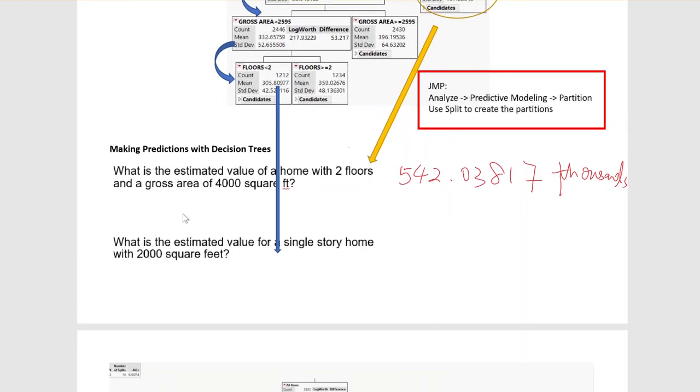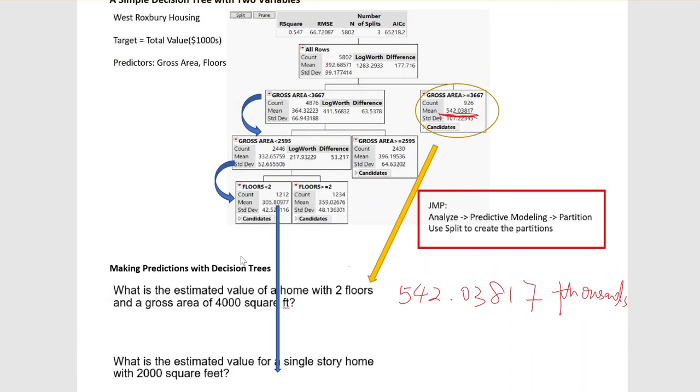Next question: what is the estimated value of a single-story home with 2,000 square feet? Now we start from the beginning again. This is the top, the root of the decision tree. Next you need to decide whether the home is less than that or larger than or equal to that. We have the home at 2,000 square feet, so it belongs to this group. Go to the next step.